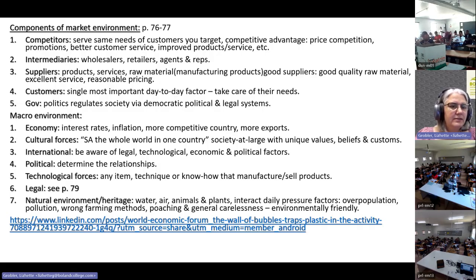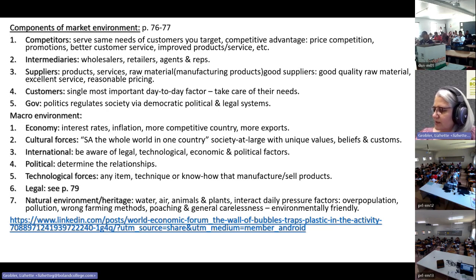Then the political matters. If we think about what is happening internationally in America now, that has a big effect on all the countries lately with their new president. Political, this will then determine any relationships with other countries. Okay, then technological forces. This is any items regarding technological changes, techniques, or also the know-how that the manufacturing or selling of products will then include. Then we have our legal matters, legal environment.